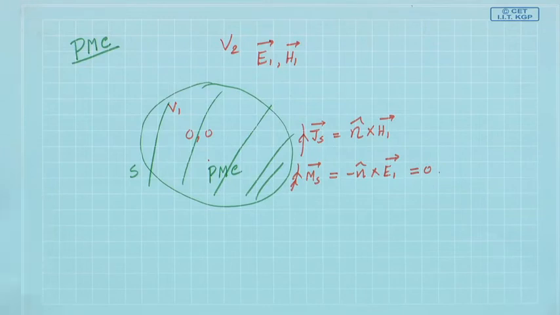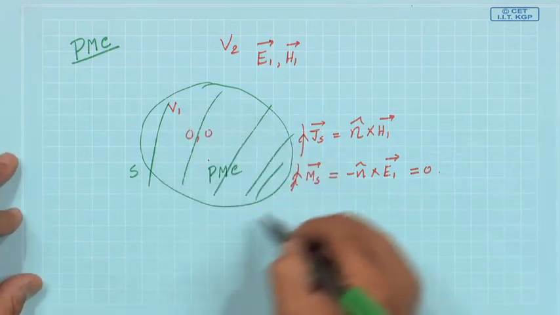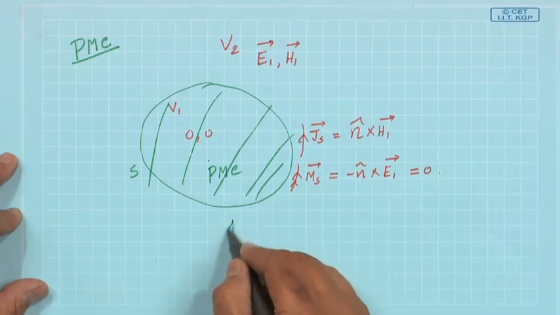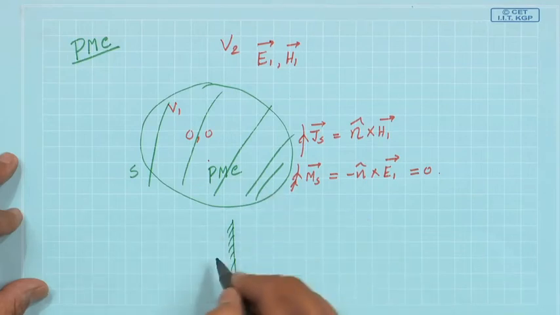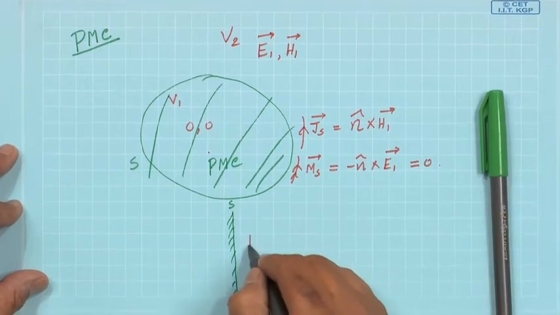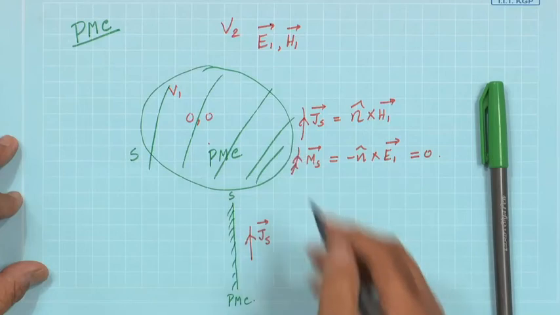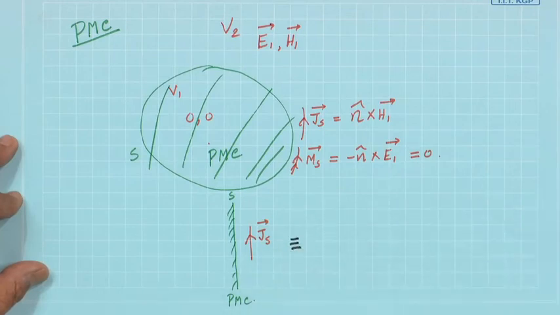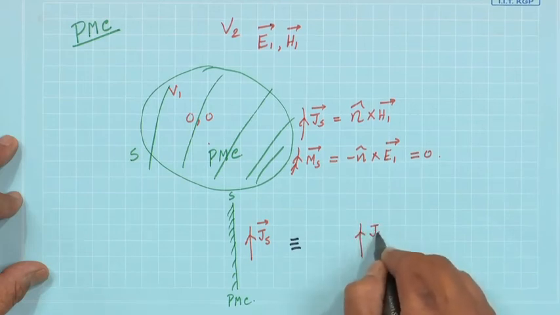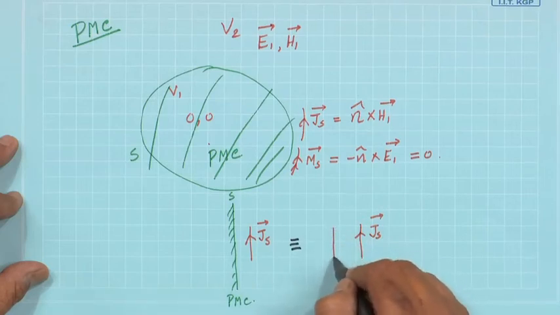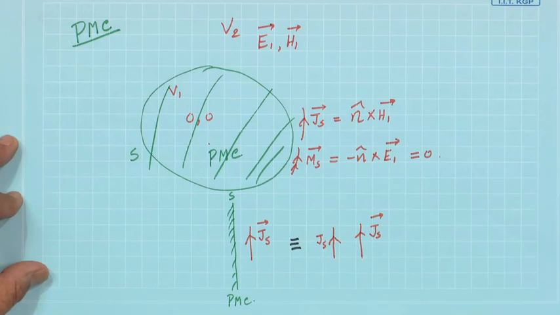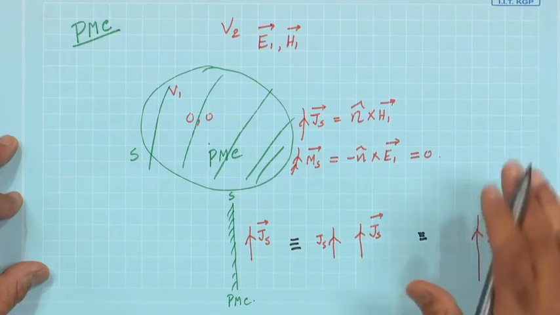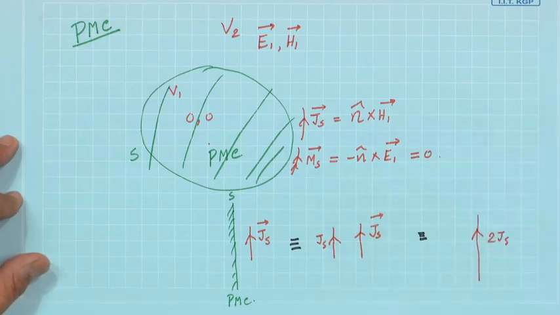So, again like PEC, we can invoke the image theory. Let us consider that this surface S is an infinite plane. The problem is like this: I have an infinite PMC, this is S, and in front of that I have a tangential JS. By invoking image theory, equivalent to this is this JS, and the image of that will be another JS. So I have nothing but 2 JS and the medium is unbounded. So 2 JS is radiating into an unbounded space.